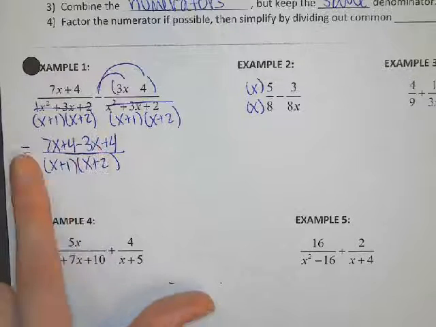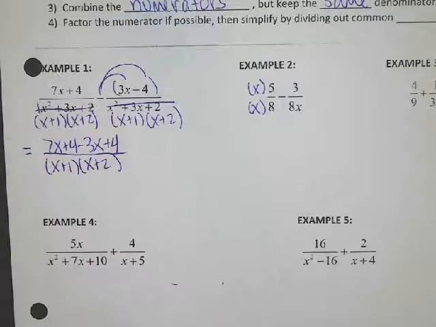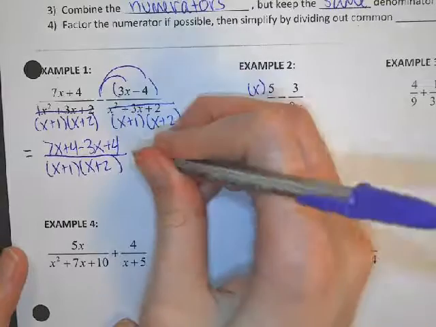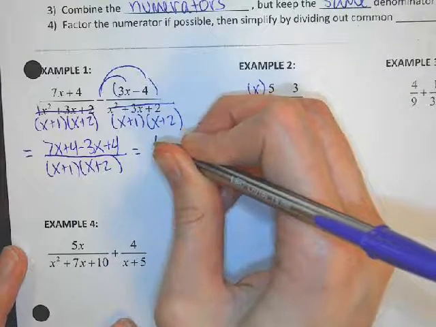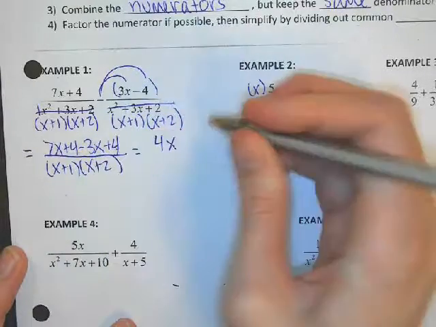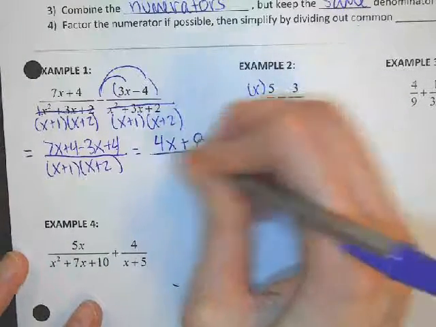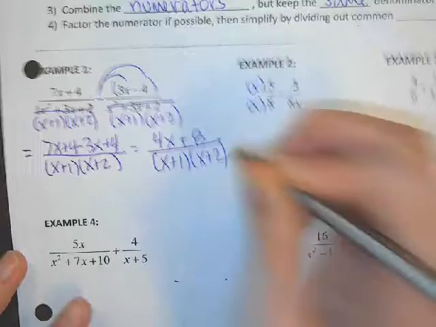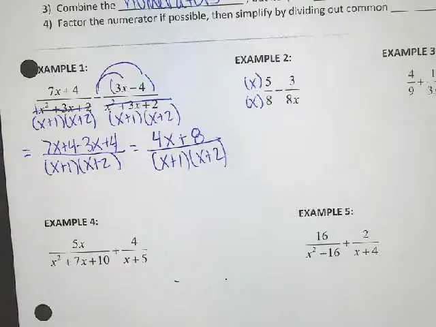Okay, so is my numerator fully combined right now? Fully combined? What else can you combine? The x's and the 4's. So 7x minus 3x is? 4x. And 4 plus 4 is? 8 over the same denominator. Okay, so we're done with step 3. We're on the very last step. What does step 4 say?